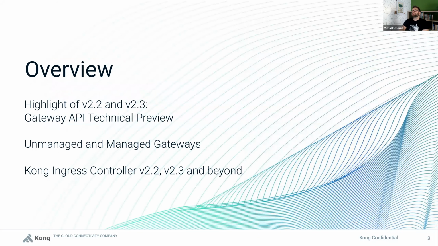So, for a bit of an overview of this presentation, like I said, we're going to get you familiar with the 2.2 and 2.3 releases of the Kong Ingress Controller. The highlight of these two releases is the technical preview of Gateway API support. In this presentation, I'll give you a very brief demo of what Gateway API means in Kong, and we'll go into a little bit of detail as to why Gateway API is such a breakthrough for Kong Ingress Controller and what possibilities it opens now and in the future.